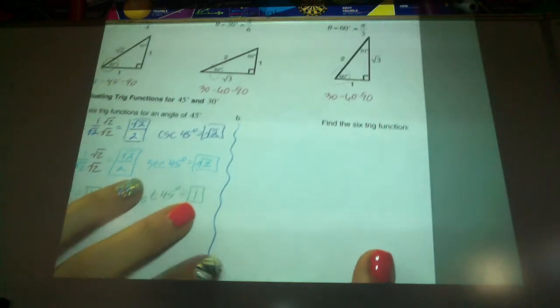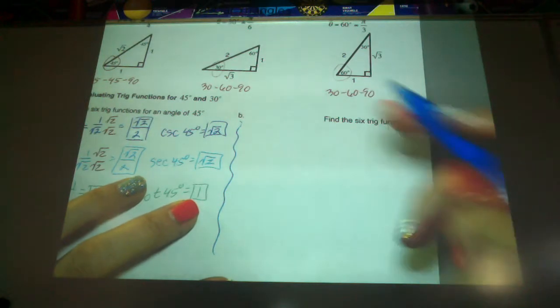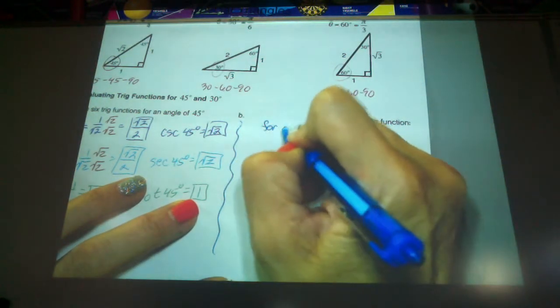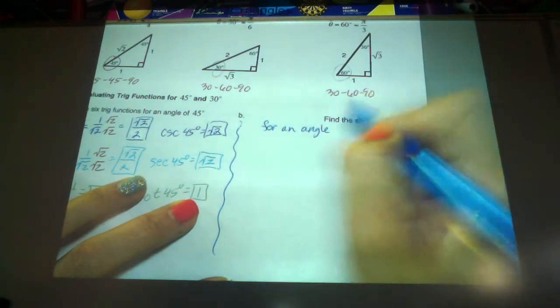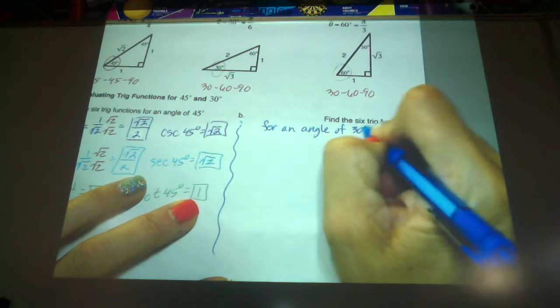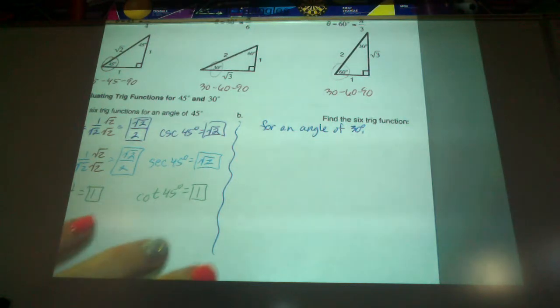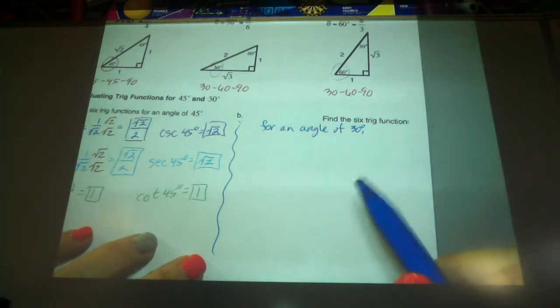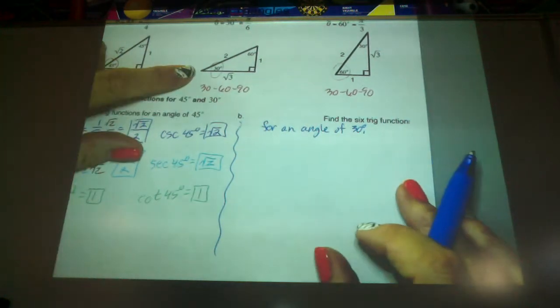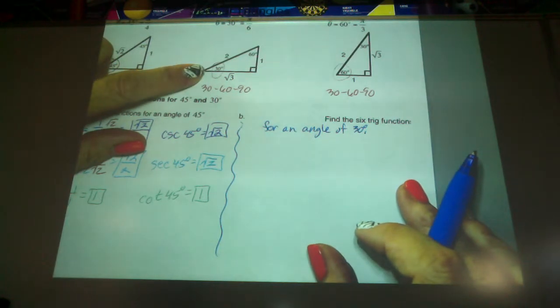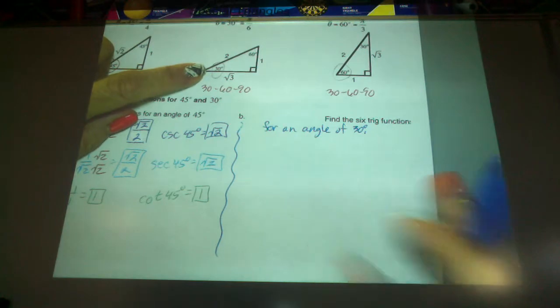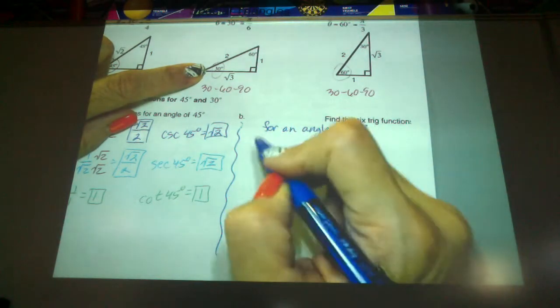We are going to find the 6 trig functions for an angle of 30 degrees. So you're looking at this triangle right here. So I want you to find the sine. Well, let's go ahead and look at this anyway so we can talk about things that we'll reduce, and I'll let you do some stuff in here.